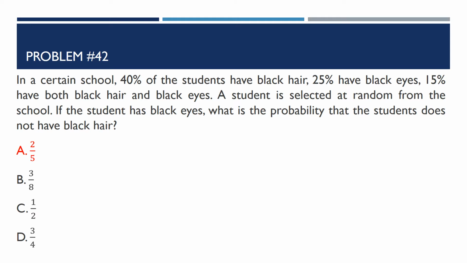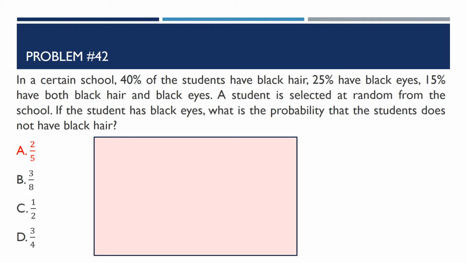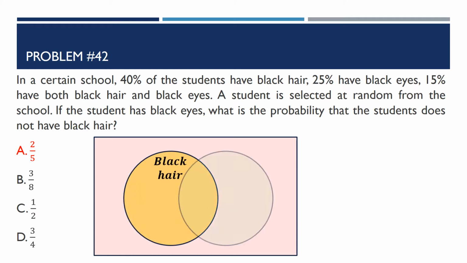So how do we get this 2/5? Let us first illustrate this problem using a Venn diagram. Let's have this rectangle, which represents 100% of students, meaning all the students. Then we make a circle representing those who have black hair and a circle representing those who have black eyes. It's given that 15% have black hair and black eyes, so we put the 15% in the middle.